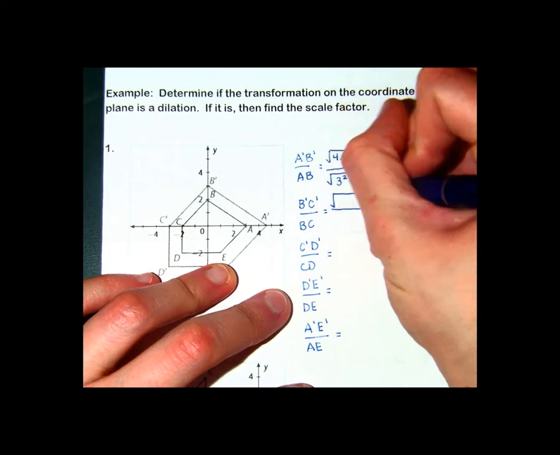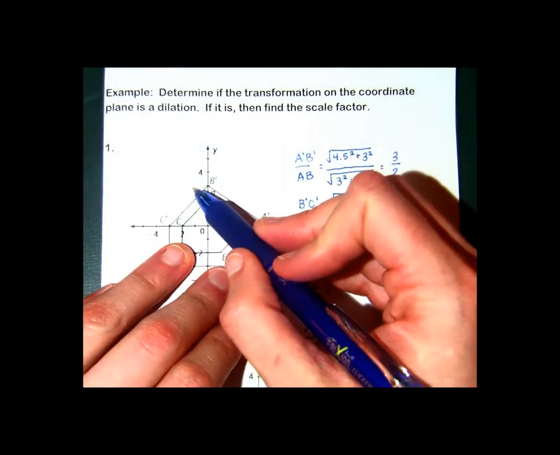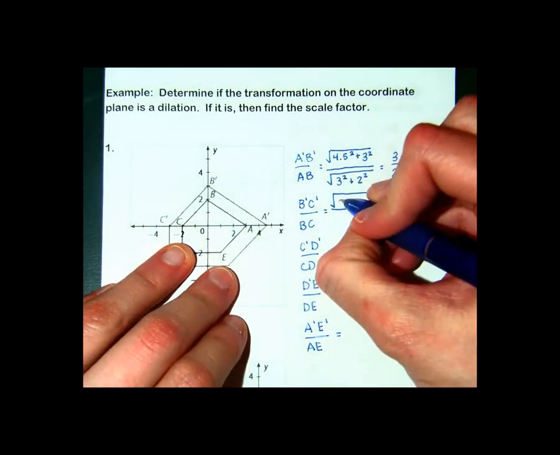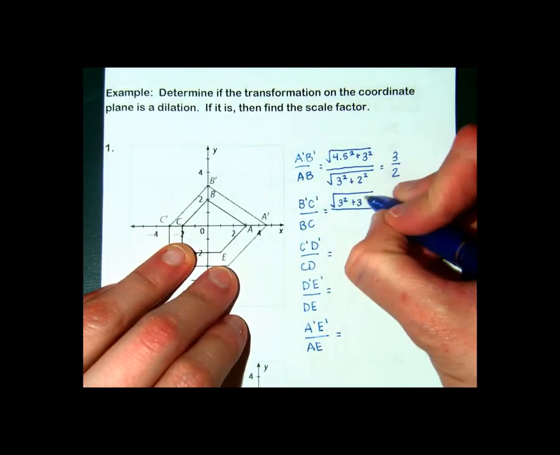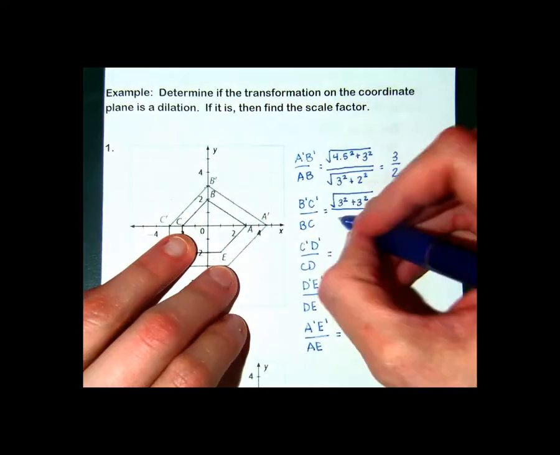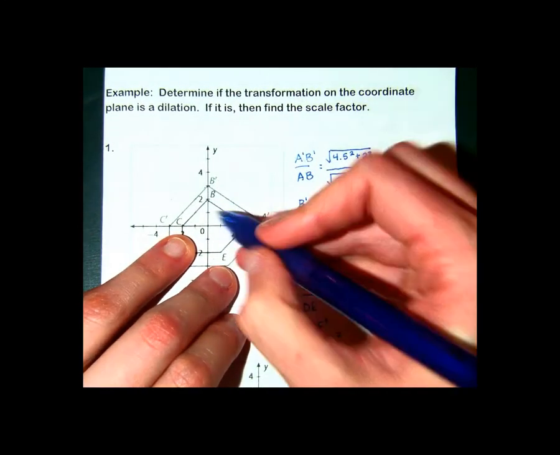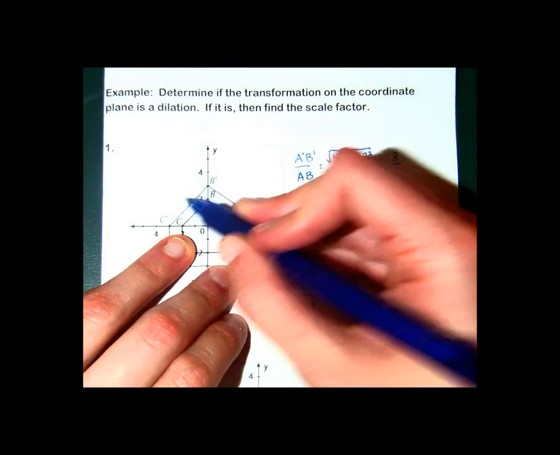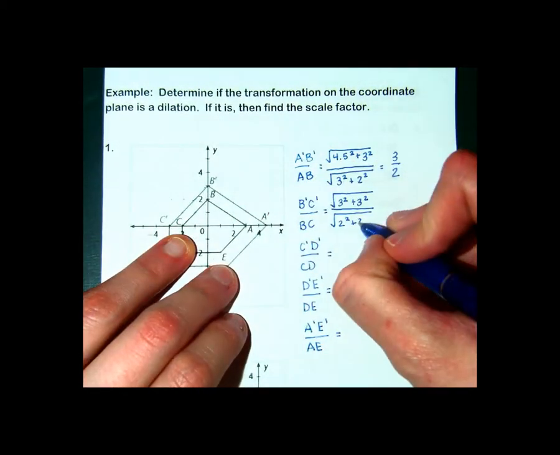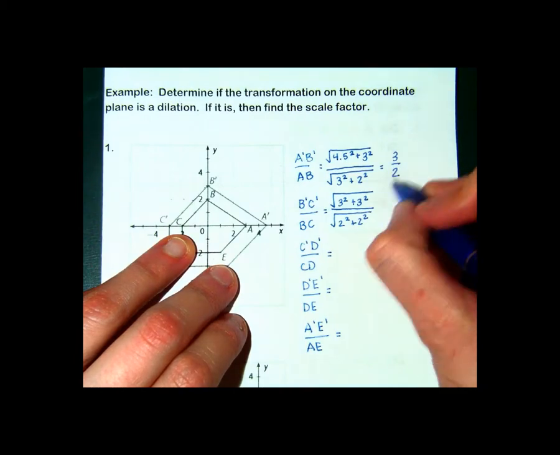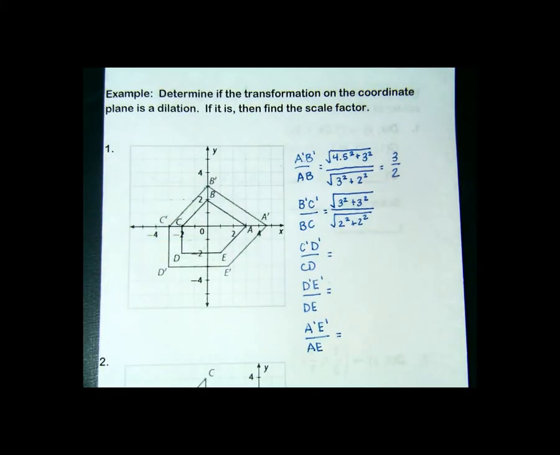So B prime, C prime, from here to here. 1, 2, 3 for the x values, and then 1, 2, 3 for the y values. Okay, BC. X is 1, 2. Y is 1, 2. I hope you see the similarity between these two, but we'll check.